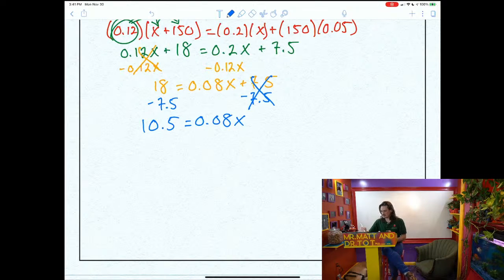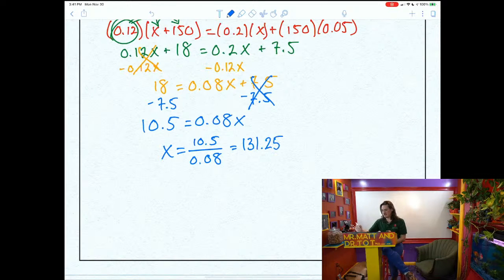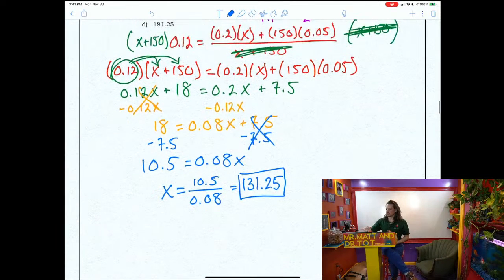And so x is going to be equal to 10.5 divided by 0.08, which is going to be 131.25 gallons have to be added in order to obtain a 12% overall concentration. And so that's going to be answer selection A.